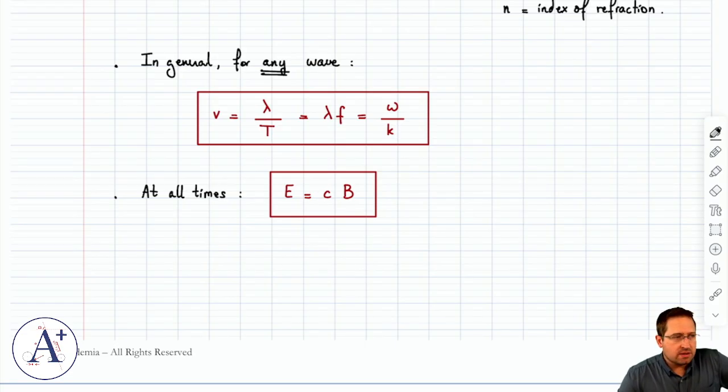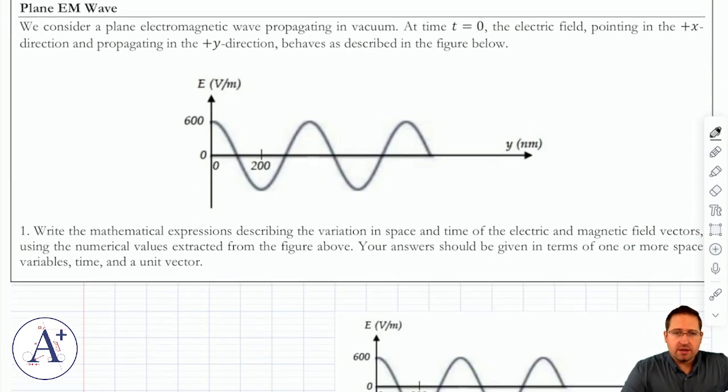Okay, so we have a plane EM wave that propagates in vacuum. So we know that it propagates at the speed of light. And at time t equals 0, we're given the electric field that's along the x direction, and the wave propagates in the plus y direction. Okay, so we're given this graph, and we're told, write the mathematical expressions describing the variation in space and time of the electric field and the magnetic field vectors using the numerical values extracted from the figure above. Okay, in short, find E and B, just like we wrote before.